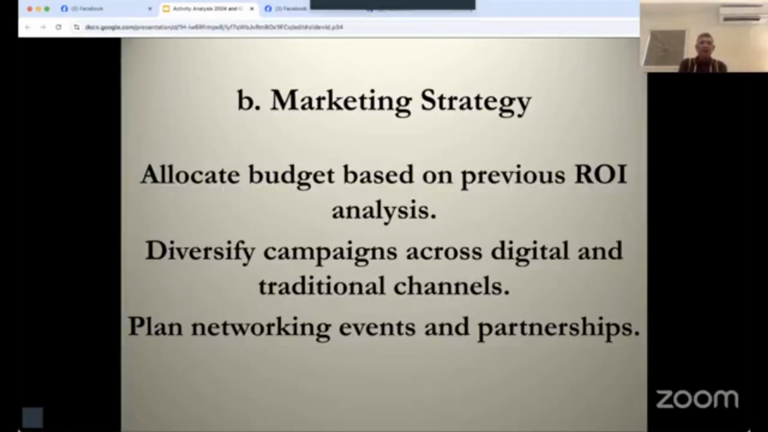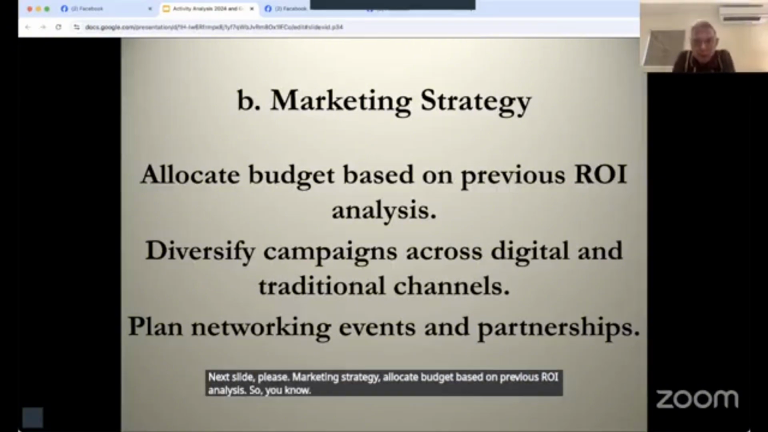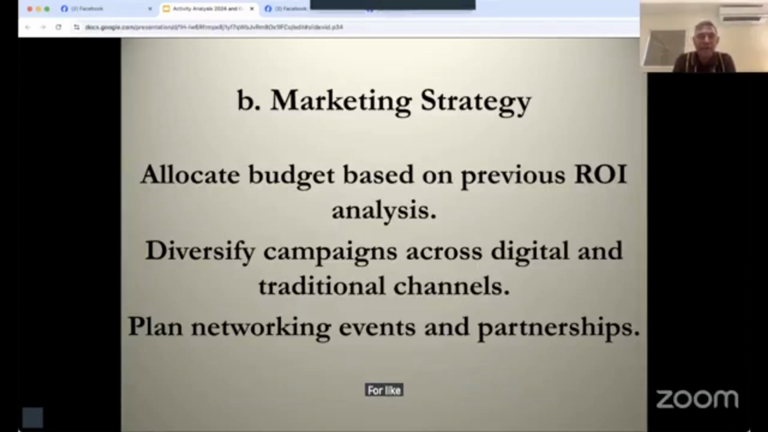Marketing strategy: allocate budget based on previous ROI analysis. When I did Carousel last year, we spent 25,000 for so many ads. I have my staff do that.